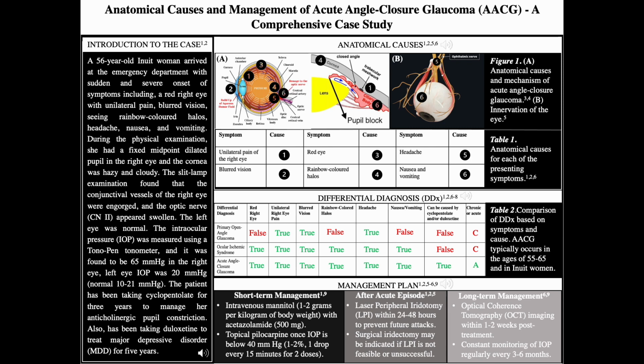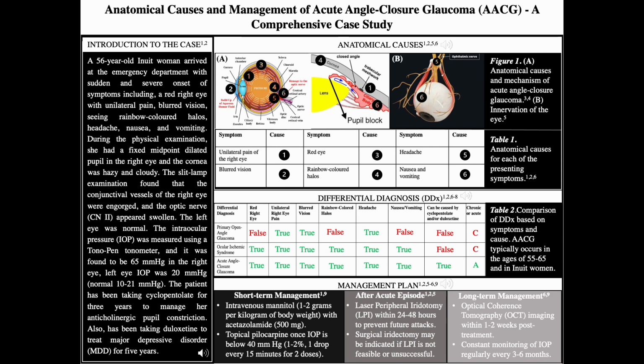So starting off with the unilateral pain of the eye, the redness and the pain of the eye are indicative of conjunctival vessel engorgement and increased pressure within the eye, respectively. This is marked by the location of number 1 in figure 1a and b. These symptoms are primarily caused by the blockage of the aqueous humor outflow, leading to elevated IOP, which is intraocular pressure, and subsequent ocular tissue inflammation.